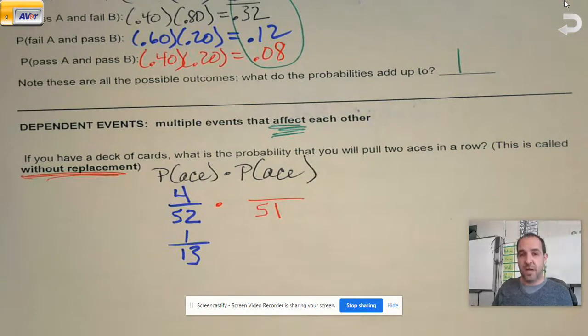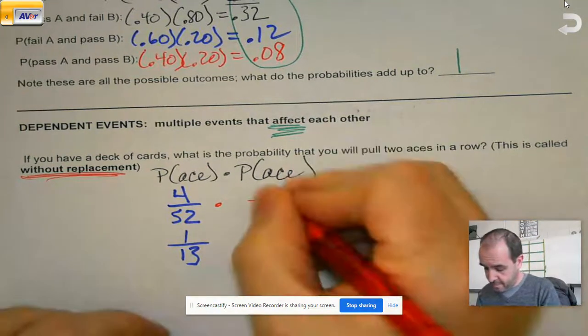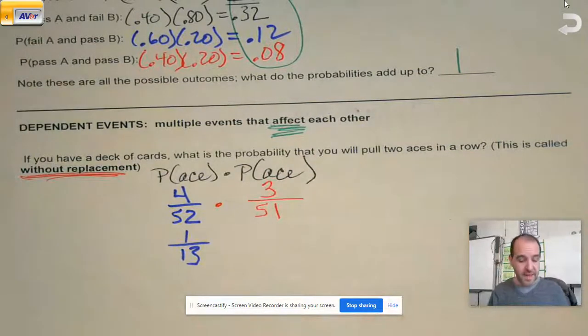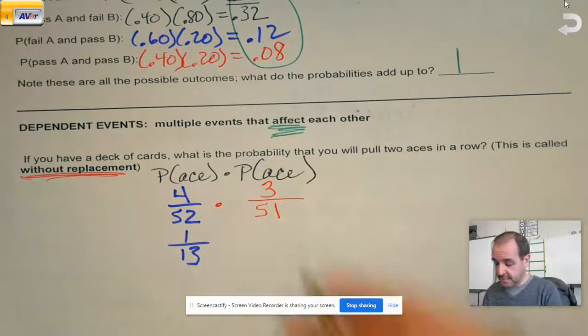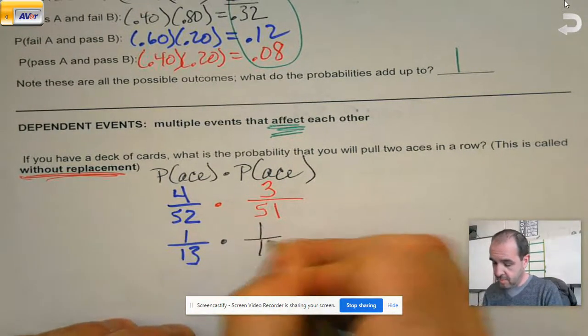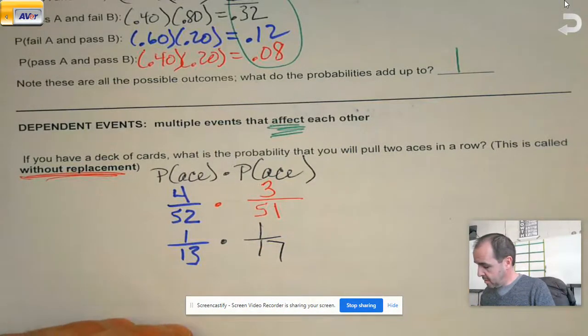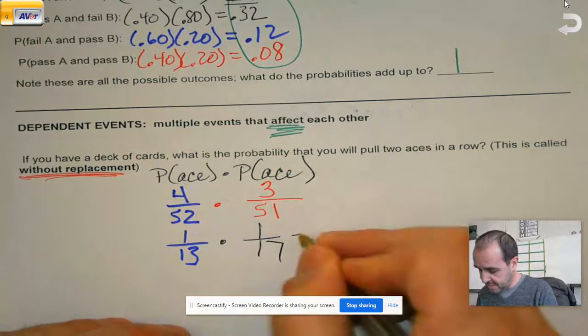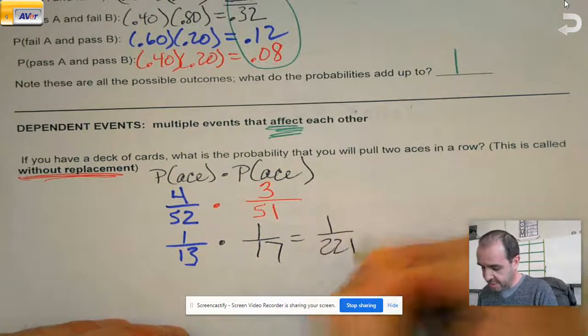Now, how many aces are left in the pile? We know there were 4, but I have 1 of them in my hand. So now there's only 3. Again, put that in your calculator, hit math, enter. Let's stay simplified here. So 1/13 times 1/17, man, that's not very good chances.